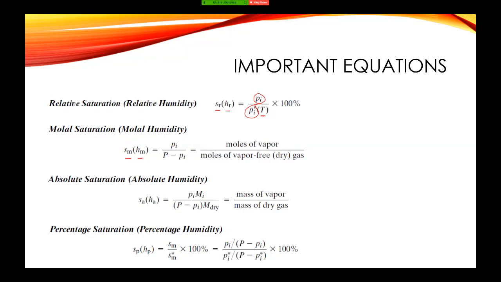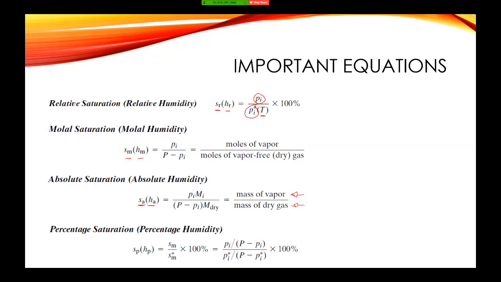Then we have the absolute saturation. It's either absolute saturation, SA, or absolute humidity, HA. Either way, what it relates is the mass of vapor of the condensable component divided by the mass of dry gas, because these equations work for any mixture of a dry gas with a condensable component. In the case of atmospheric air, the mass of vapor is the mass of water that is dissolved in the gas.